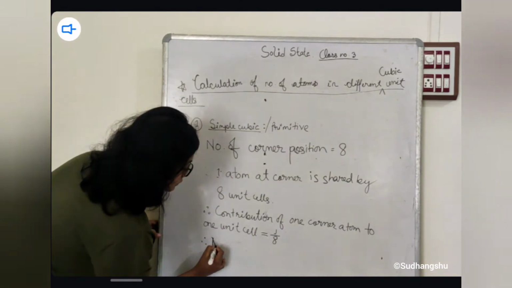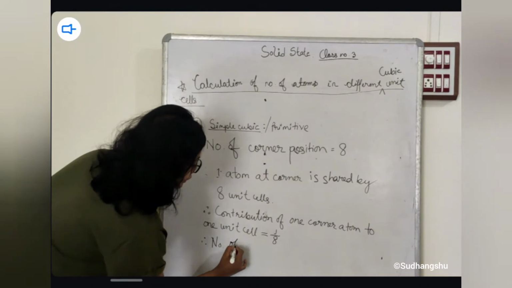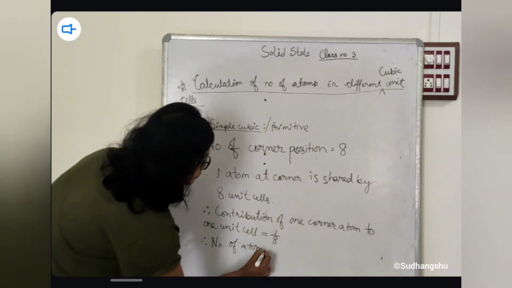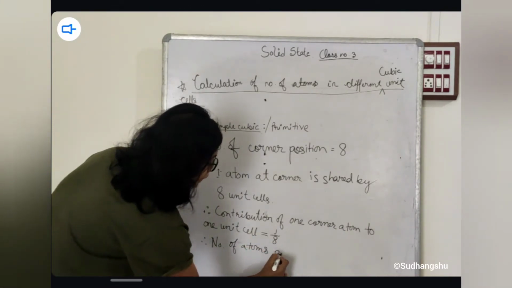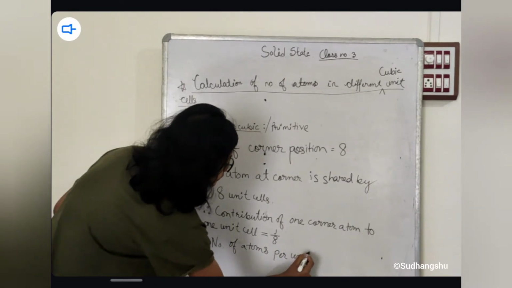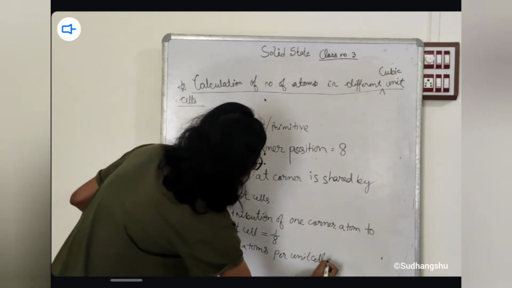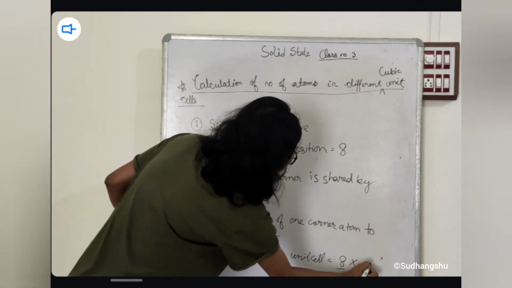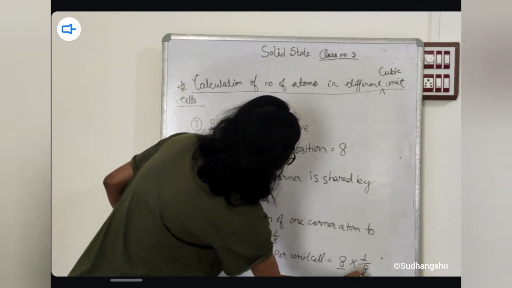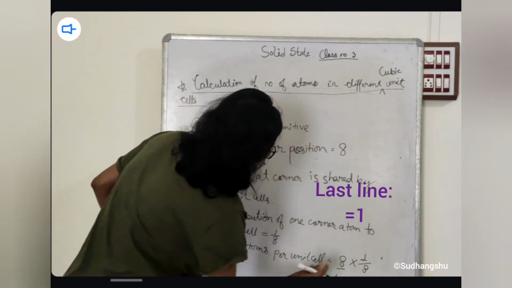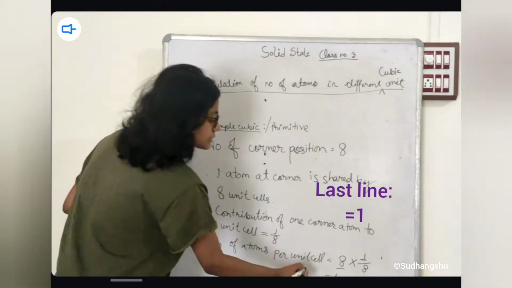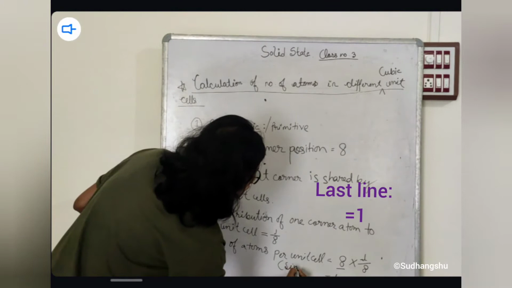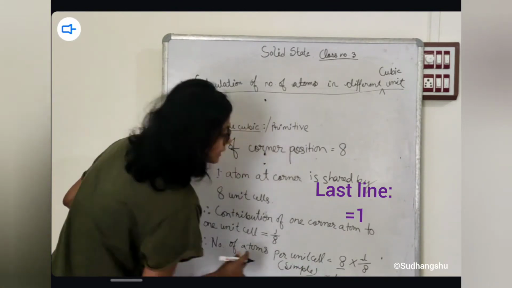Therefore, number of atoms per unit cell is equal to 8 positions, total 8 atoms, each contributes 1 by 8, so it will be 1. So number of atoms per unit cell in case of simple cubic is 1.